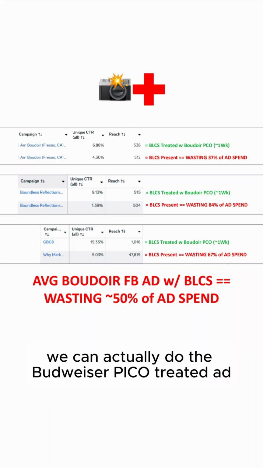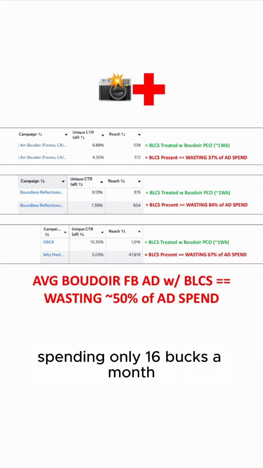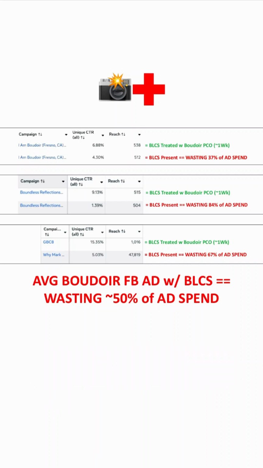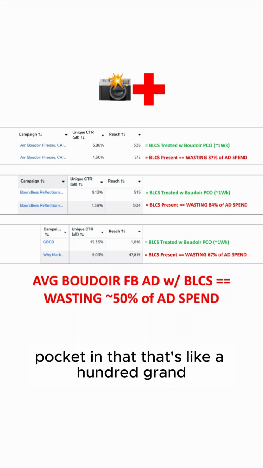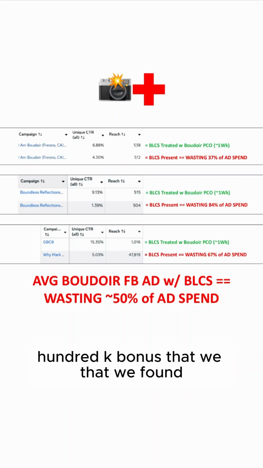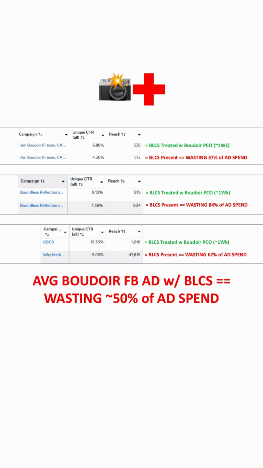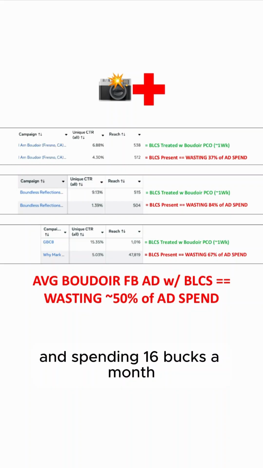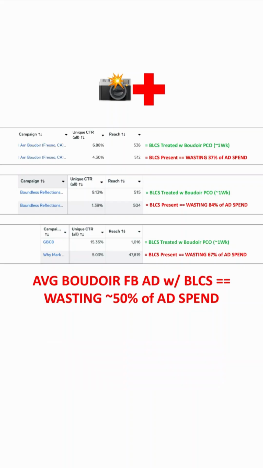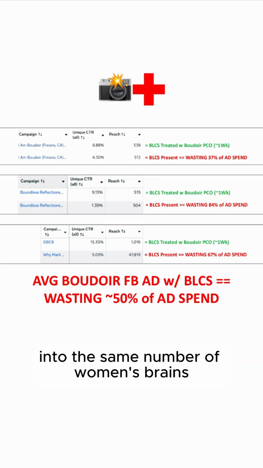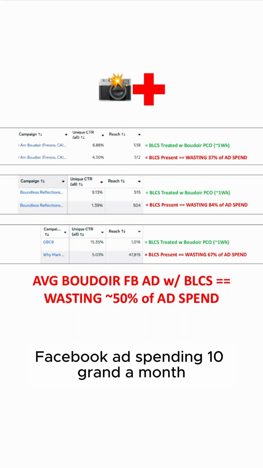Instead of doing that, we can actually do the Boudoir Pico treated ad, spending only $1,600 a month. So what are we doing here? Eliminating that $8,400 a month of wasted ad spend, pocketing that. That's like a 100K bonus that we found by not wasting that money and spending $1,600 a month with the new Boudoir Facebook ad, the Boudoir Pico treated one. We're getting our ad into the same number of women's brains as the original Boudoir Facebook ad, spending 10 grand a month.